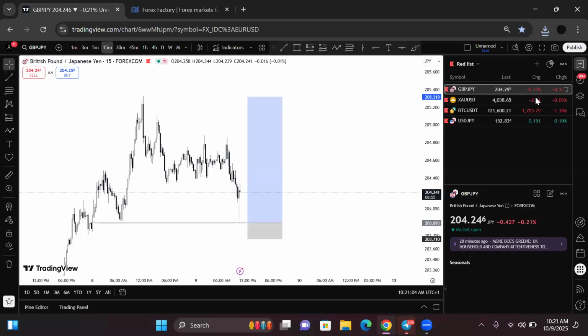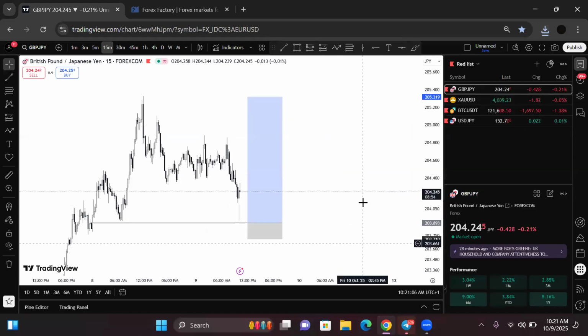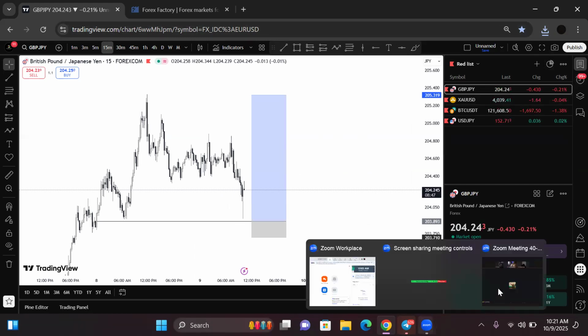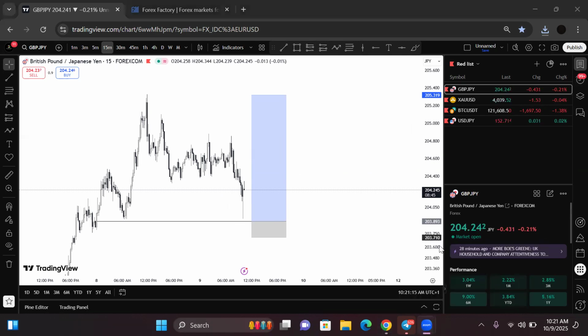All right, so these are the four pairs I trade. If you want me to analyze any other pair for you, just put it in the chat box so I can see.